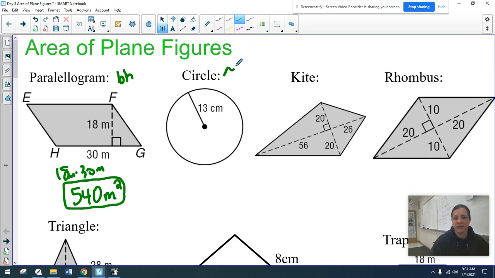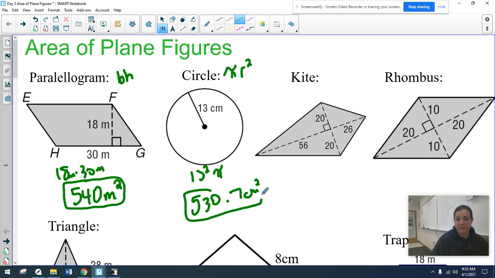Circle, we talked about last unit, was pi r squared. So I just have to do 13 squared times pi. So if I do 13 times 13 times, and I'm just going to use 3.14 because I don't have a fancy calculator on me right now, that's going to be 530, and if I round to the nearest tenth, point 7. So that's centimeters squared.